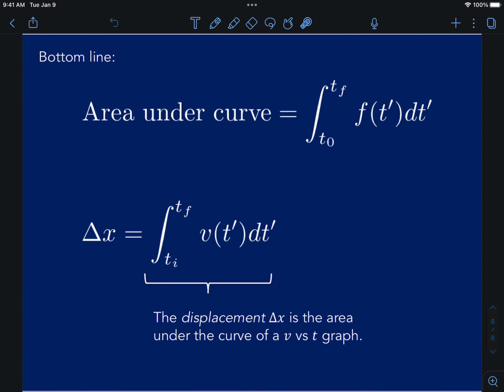In particular, this means that if we're interested in the displacement of a particle, delta x, we know that the displacement of the particle is given by the integral of the velocity. Well, we know the integral gives us the area under the curve. So the displacement, delta x, is the area under the curve of a graph of v versus t.